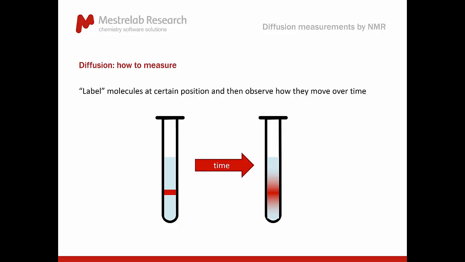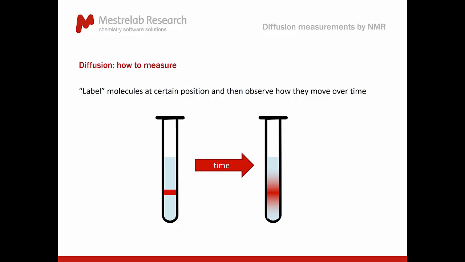So basically, we start to see diffusion, and if we allow a certain evolution time, we can see that molecules move from this layer where they were initially to other parts of the sample. And by measuring how far they move, we of course can estimate the diffusion. So how can we label molecules in this particular layer?